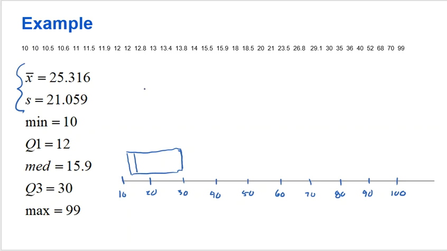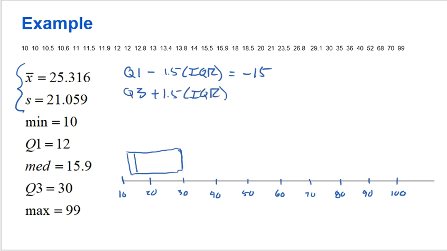Now, I actually did this in a previous video, and I don't want to waste time again, but I went ahead and found the outliers by doing Q1 minus 1.5 times the IQR. And I think I got like negative 15. There were no bottom outliers. Nothing is lower than that. Then we did Q3 plus 1.5 times the IQR. And we definitely found that there were some upper outliers.